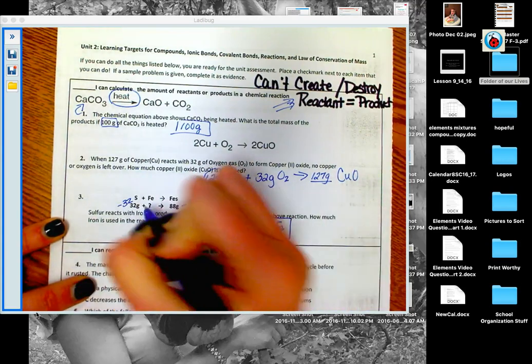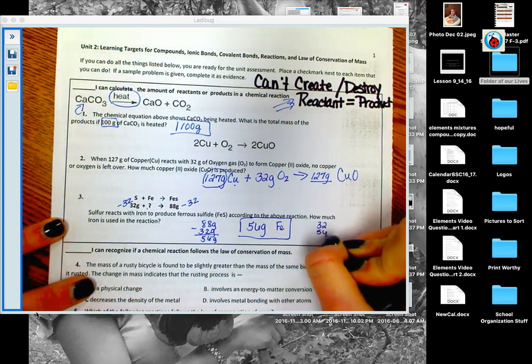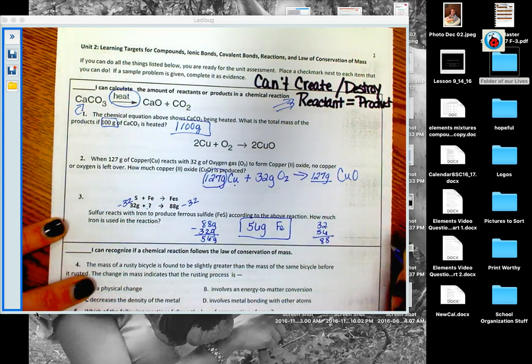So that should add up, and you can check your work by saying 32 plus 56. 6 plus 2 is 8. 5 plus 3 is also 8. And so we're looking for that number, and we got it.